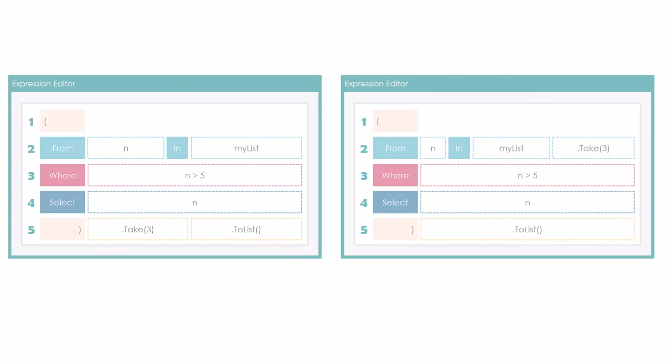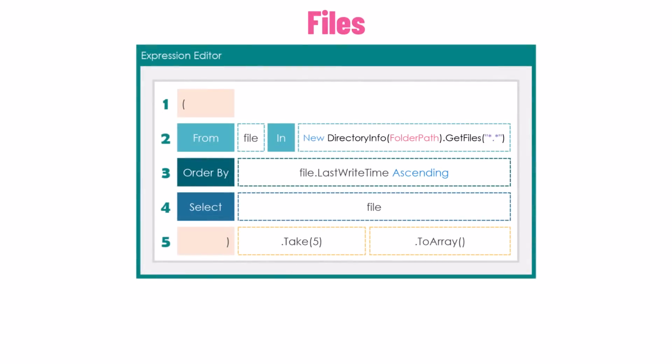Let's now check another example about retrieving files from a folder. This query retrieves the 5 oldest files from a folder, by sorting them in ascending order based on their last write time. The result is an array of FileInfo representing the 5 earliest files in that directory. I've employed the take method's first overload, using an integer parameter.